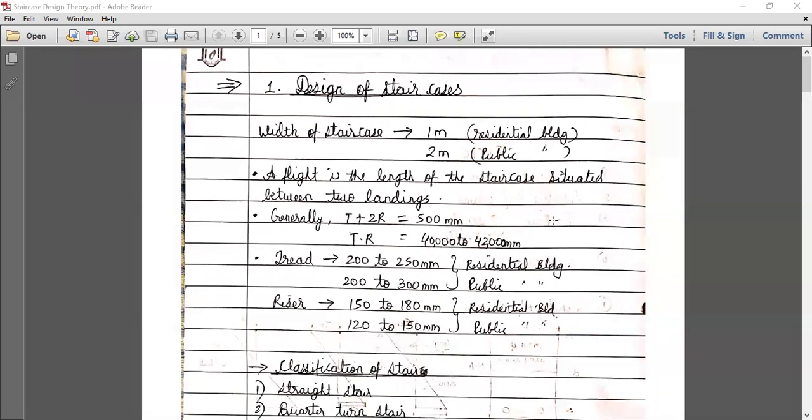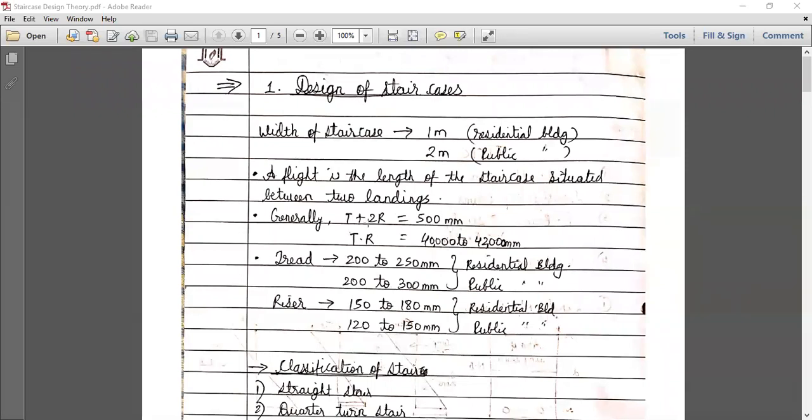So basically the riser is the vertical portion and the tread is the horizontal portion. The dimensions for that are different for residential and for public buildings. So you know what a flight is? Flight is nothing but the length of the staircase situated between two landings. That is your flight. And again, these are some of the guidelines.